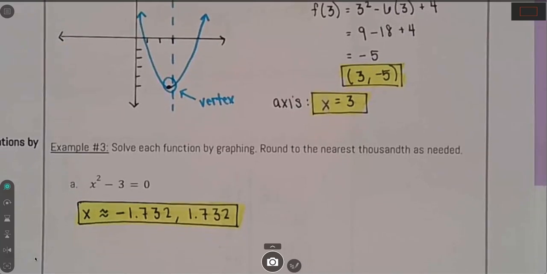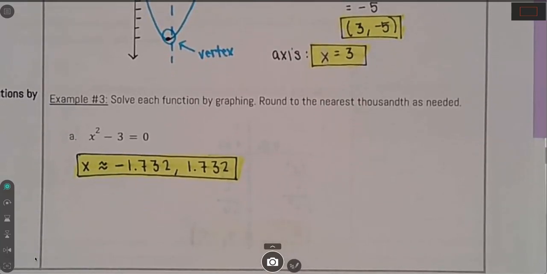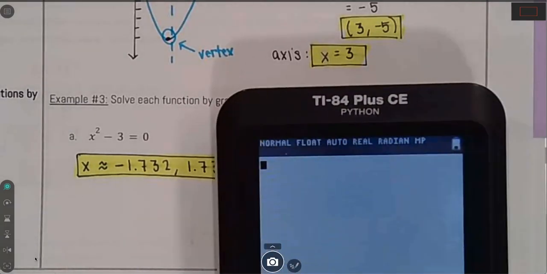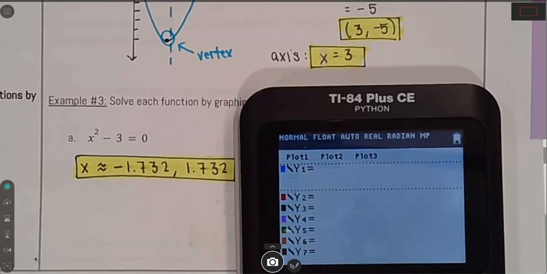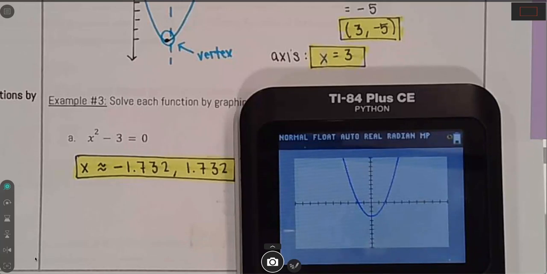All right, I'm going to kind of breeze through example number 3. This is very similar to the calculator tutorial we did earlier. You're going to start by graphing the equation given, in this case x squared minus 3. Then you're going to hit second calc 0. The only difference is this time we're going to get a decimal. So left bound, enter, right bound, enter, guess, enter. We get negative 1.732. And the other one is going to be the positive version of that number.